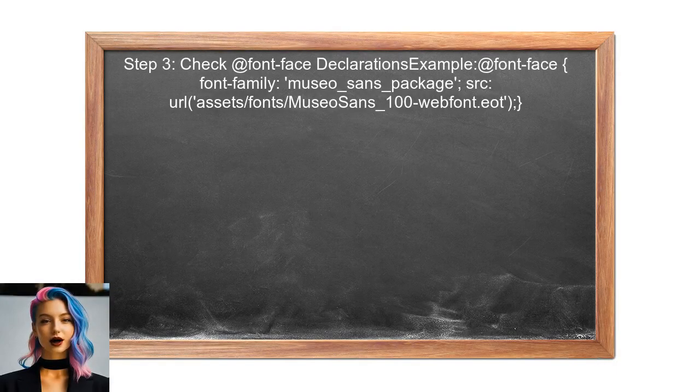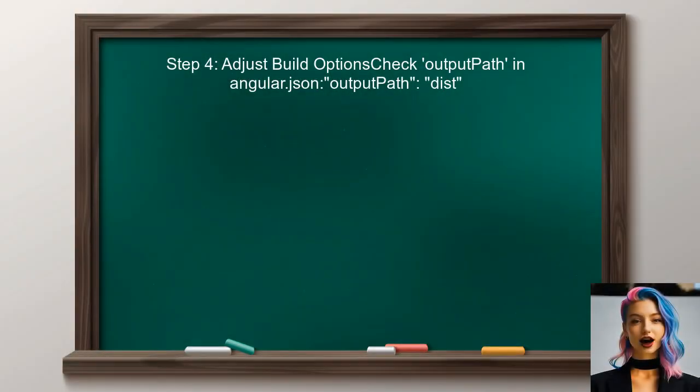Next, the user should check the styles.scss file for any incorrect paths in the @font-face declarations. The paths should be relative to the Assets directory. If the paths are correct and the issue persists, the user may need to adjust the build options in the angular.json file. Look for the output path setting and ensure it is set to Dist.